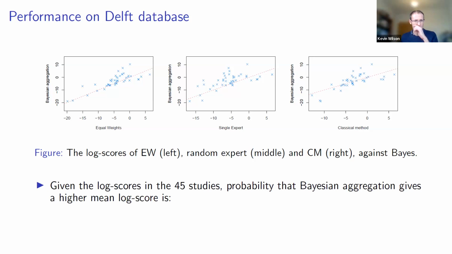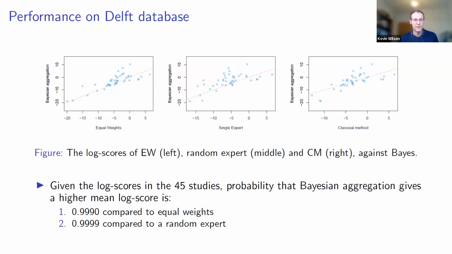So to try and put some numbers on this as well as pictures, I looked at the probability given the 45 sets of log scores from these 45 studies. So I've got essentially a paired samples test going on here. What's the probability that Bayesian aggregation gives a higher mean log score overall in the population? So if we had more than these 45 studies, it's 99.9% when compared to equal weights. So we're pretty sure we're better than equal weights. It's 99.99% when compared to a random expert. So based on log score, we're pretty sure we're better than a random expert.